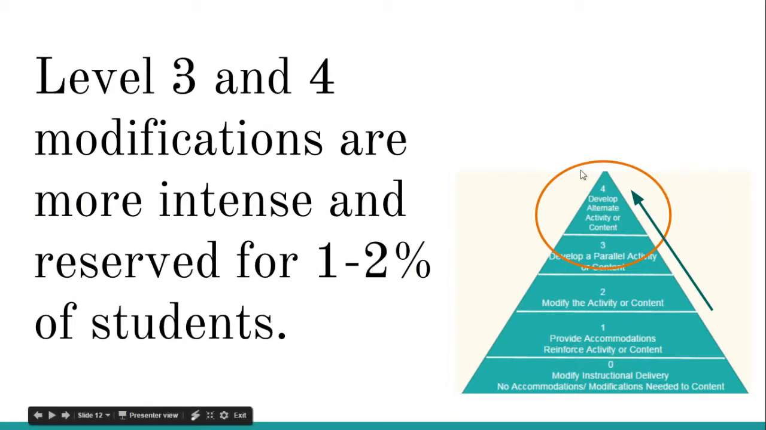Level 3 and 4 accommodations or modifications here at the top of the pyramid are reserved for 1 to 2% of students. And so it's a very small number of students overall. And really it's students who would be taking the alternative state assessment, the PASA, and it would definitely be articulated in the student's IEP and discussed at an IEP meeting.